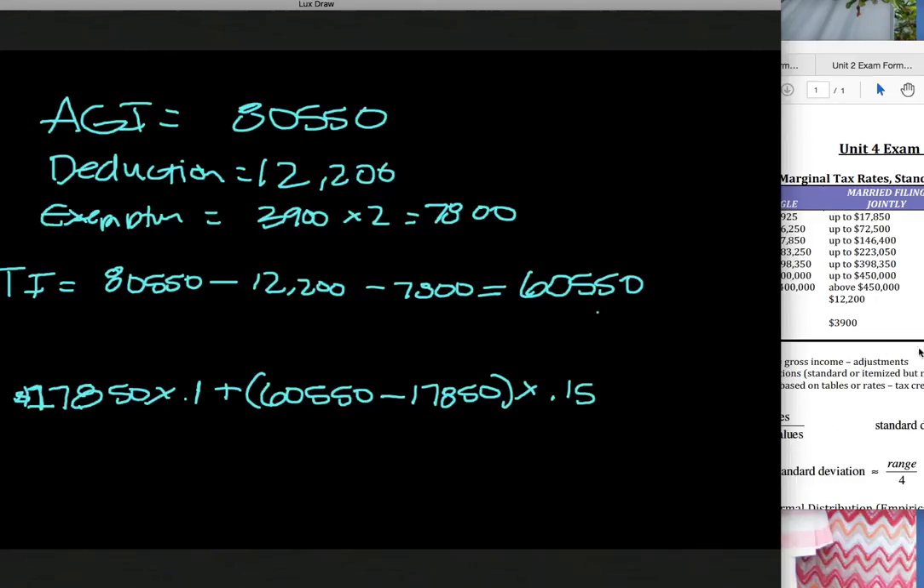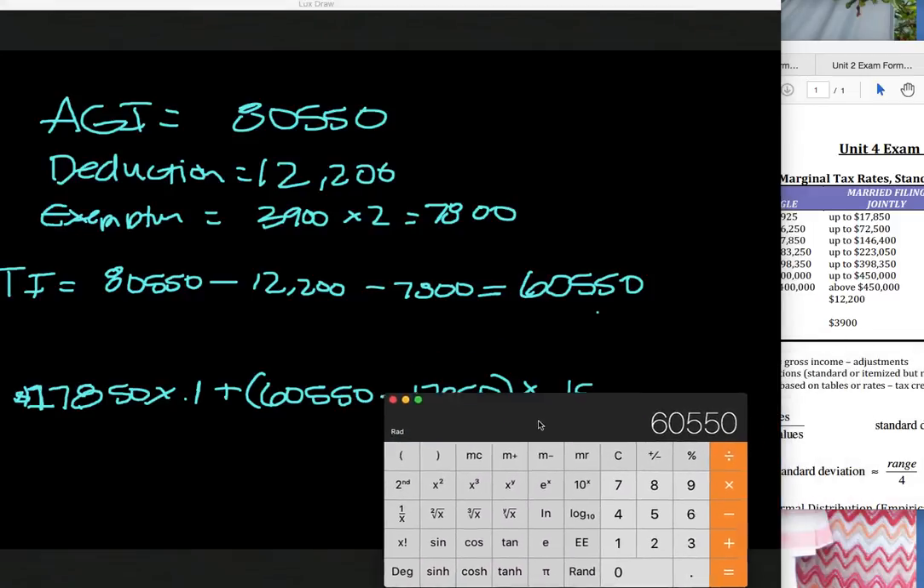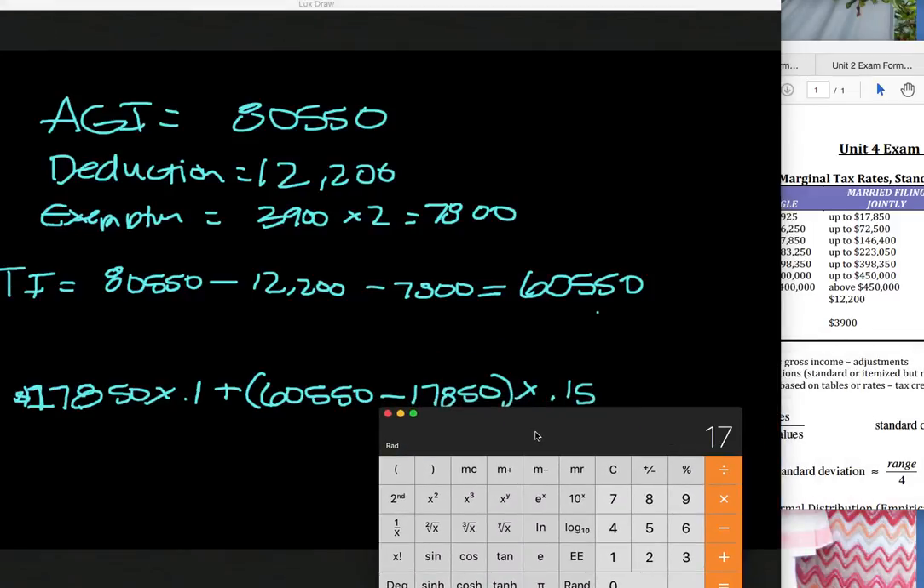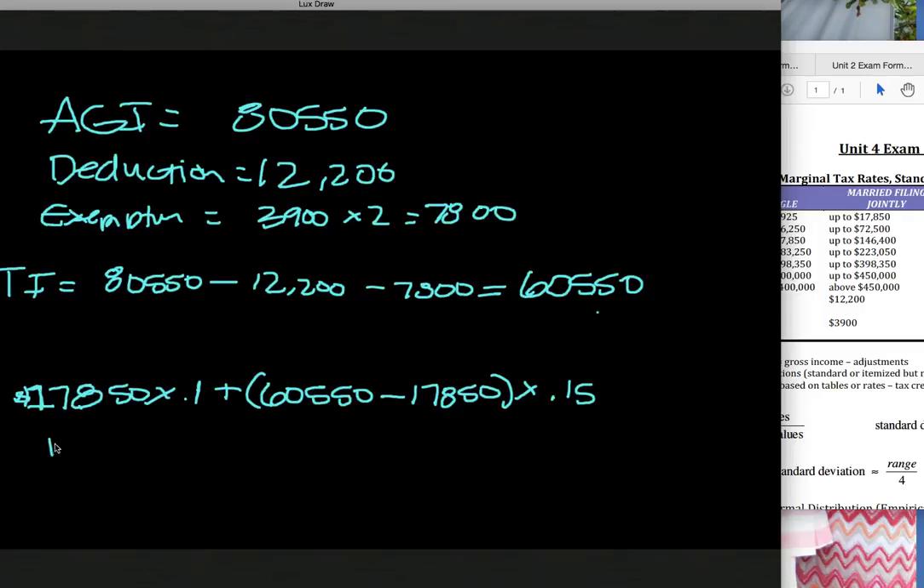So I'm going to calculate all of this, and I get 17,850 times 0.1. That gives me 1,785. I'm going to write that down.